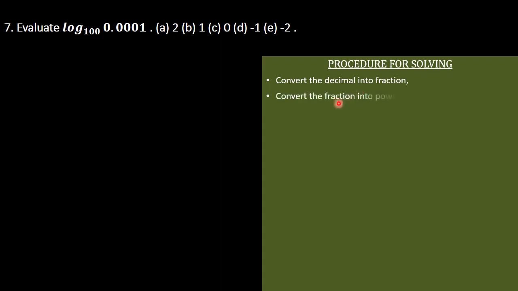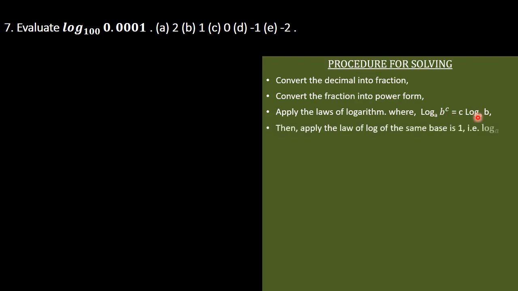Evaluate log 0.0001 base 100. The procedure for solving this: convert the decimal into fraction. Convert the fraction into powers form. Apply the laws of logarithm where log b raised to power c base a is equal to c log b base a. Then apply the law of log of the same base, that is log a base a is equal to 1. Let's check the solution.